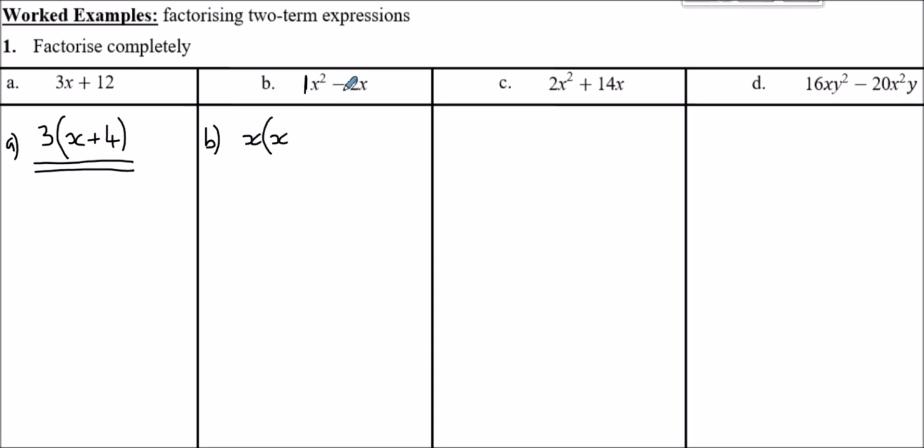We've got an x here. We want to end up with minus 2 x's for the second term. So what do we need to multiply x by to get minus 2 x's? That's just going to be multiplied by minus 2. And so that's B complete.